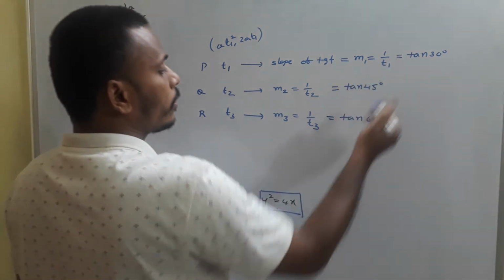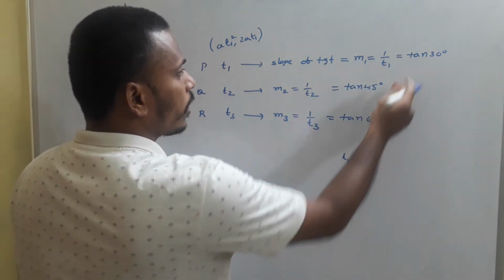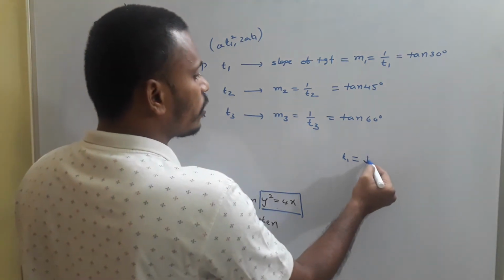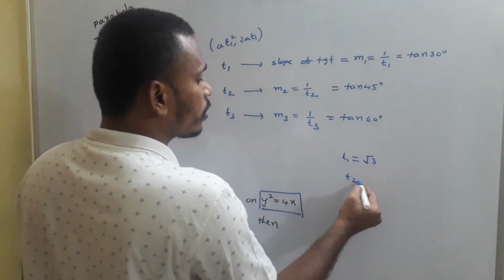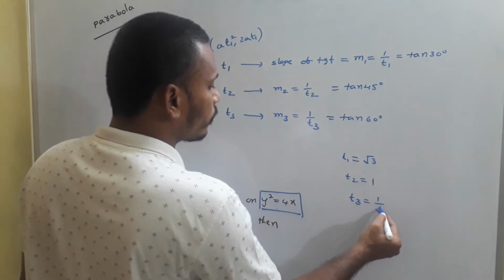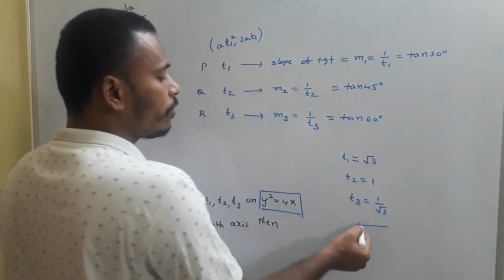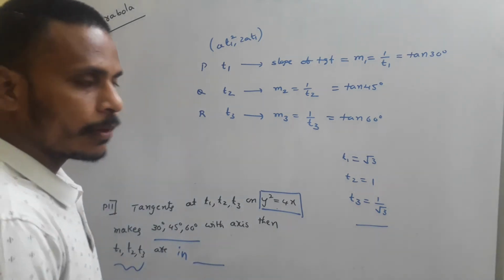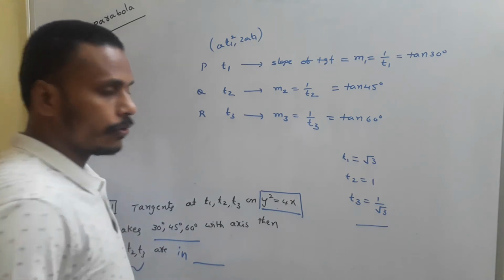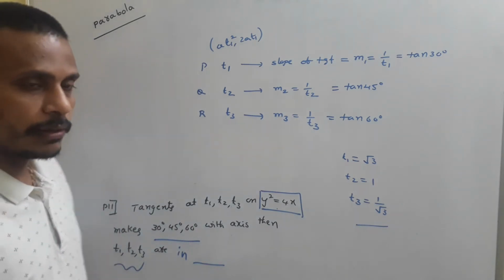So what will happen? From there, 1 by T1 is equals to tan 30 degrees, which is 1 by root 3. So T1 is equals to root 3. T2 is clearly 1 because tan 45 is 1. T3 is 1 by root 3. So when you observe this, T1, T2, T3 are in what? Geometric progression. Multiply with 1 by root 3, multiply with 1 by root 3. There is the problem, right? Have a look.